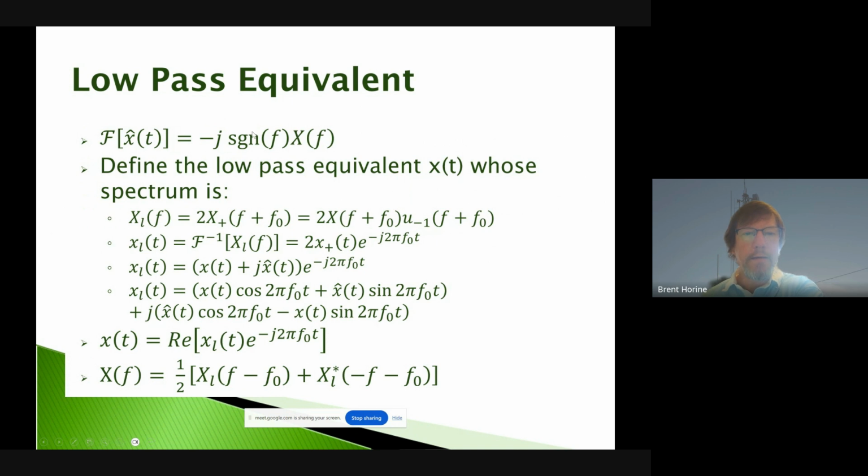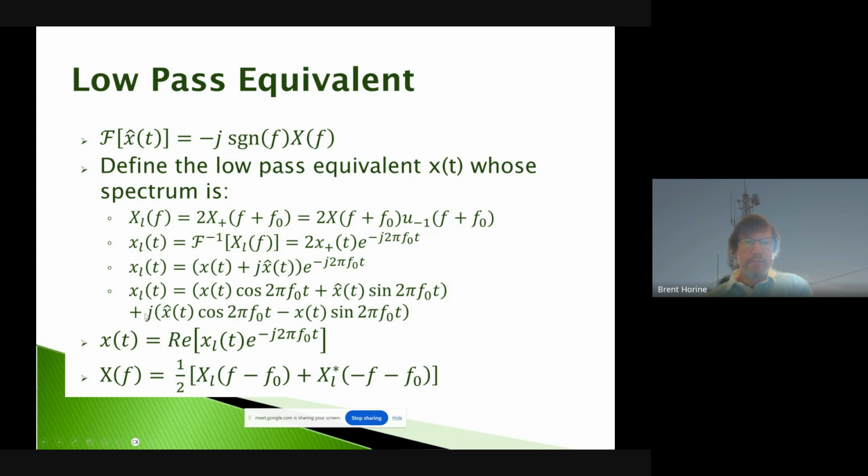But we do have this Hilbert transform, and we can take the Fourier transform of that. We get this j sigma x of f here, and so we can go through that and then retrieve.